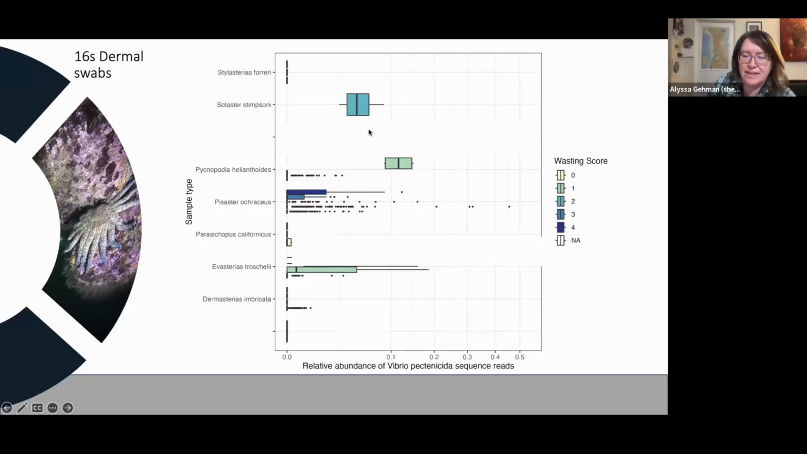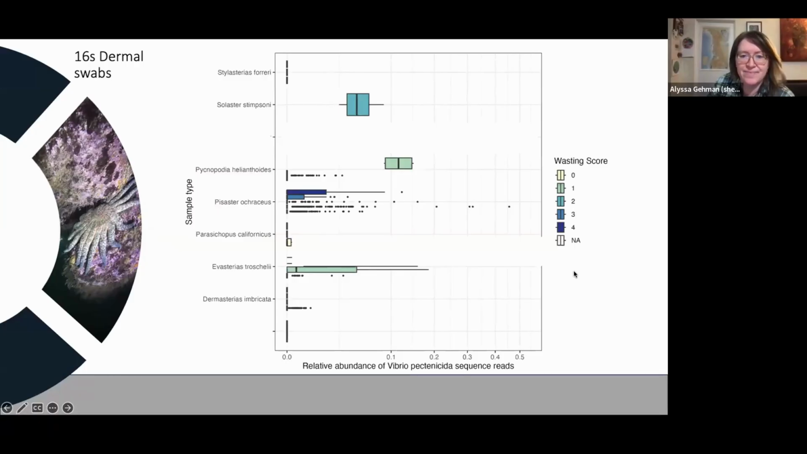This is from a relatively low number of samples, but we do see VPEC in Solaster stimpsoni that are sick. And then Stylasterias, we have more data than what's here. So I wouldn't take this to mean that it's not there, just that we haven't run enough samples yet. But this is just to say we are seeing it in other species.